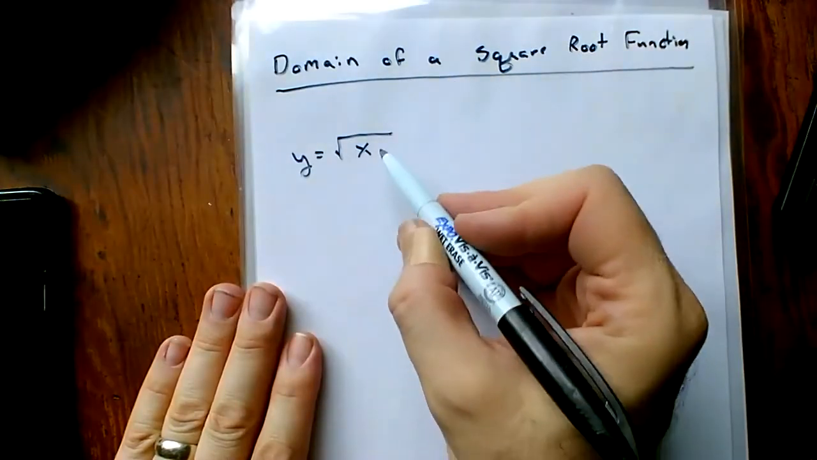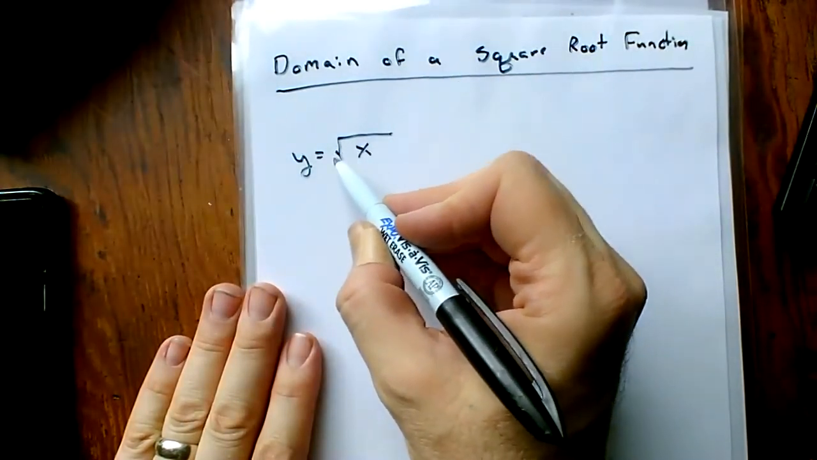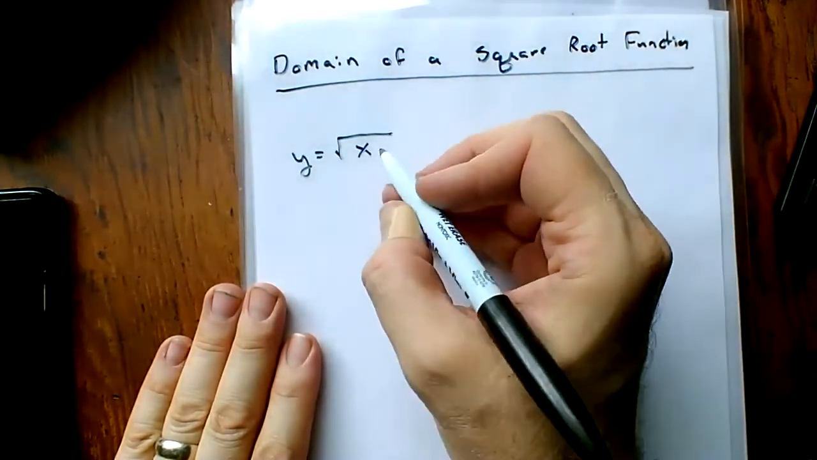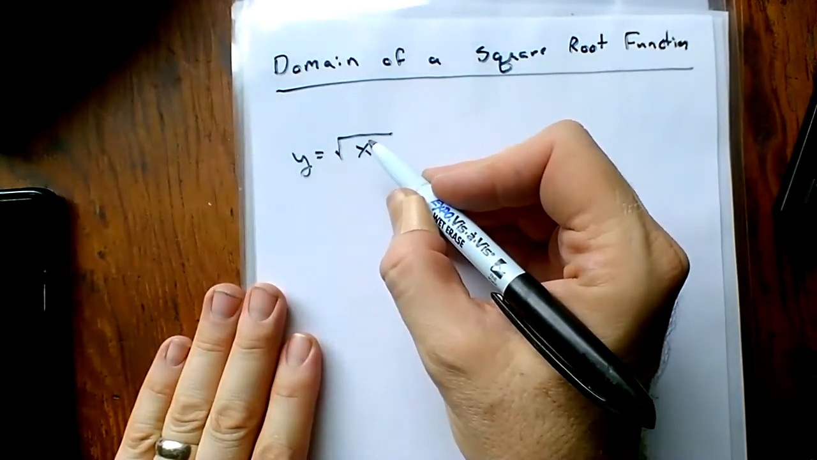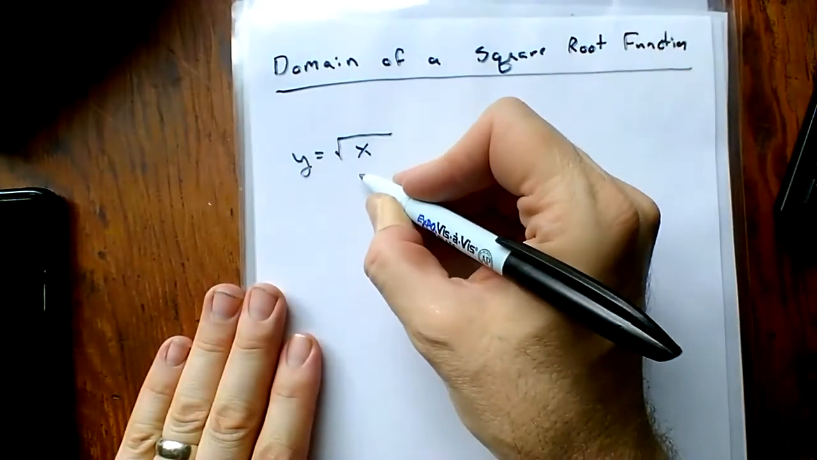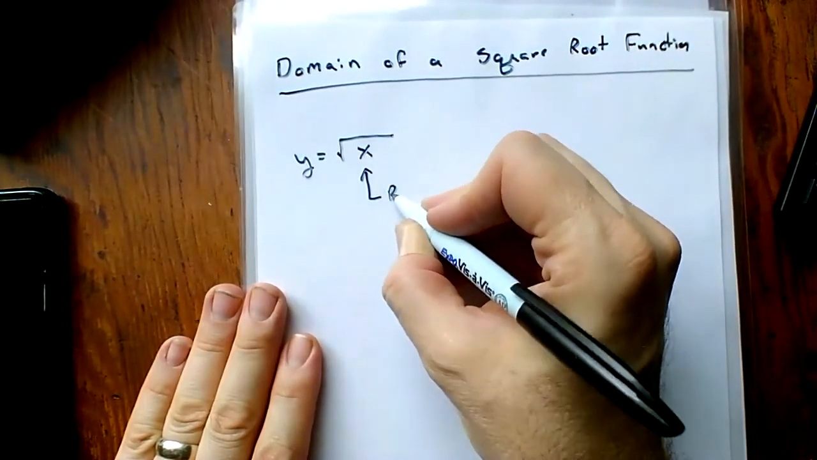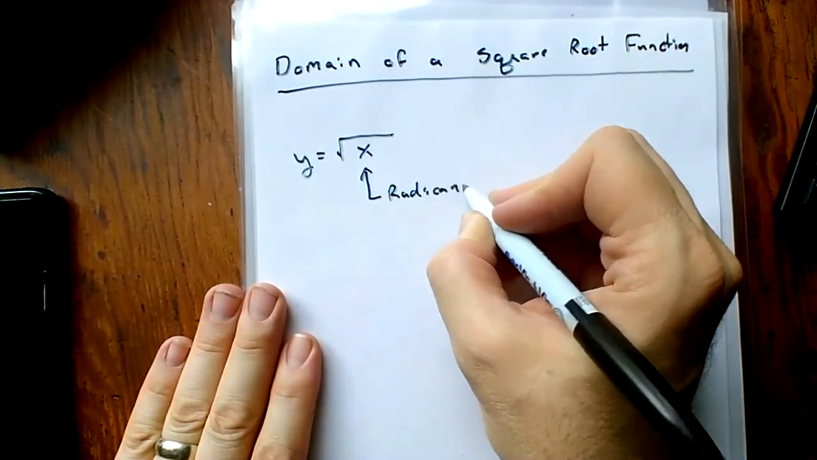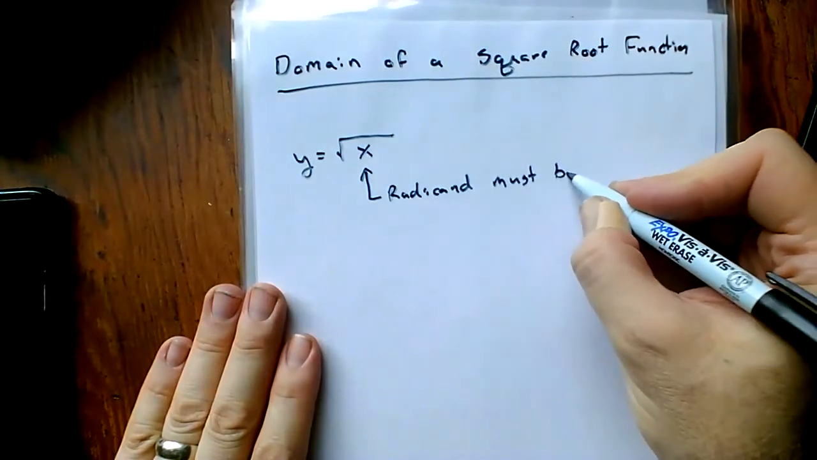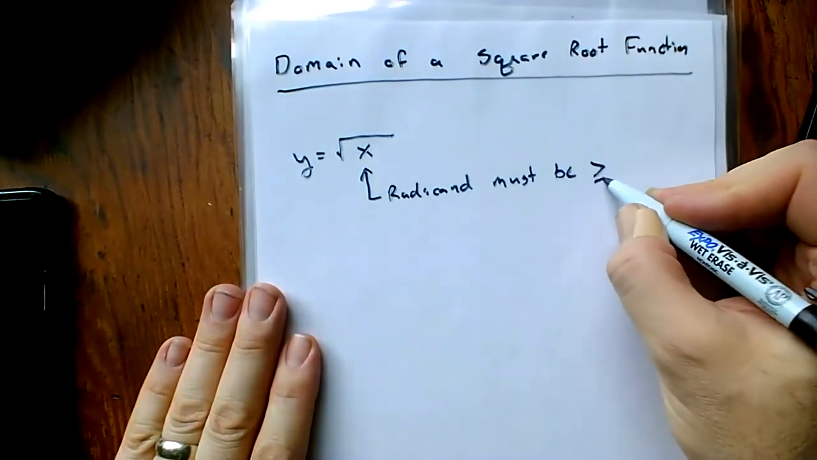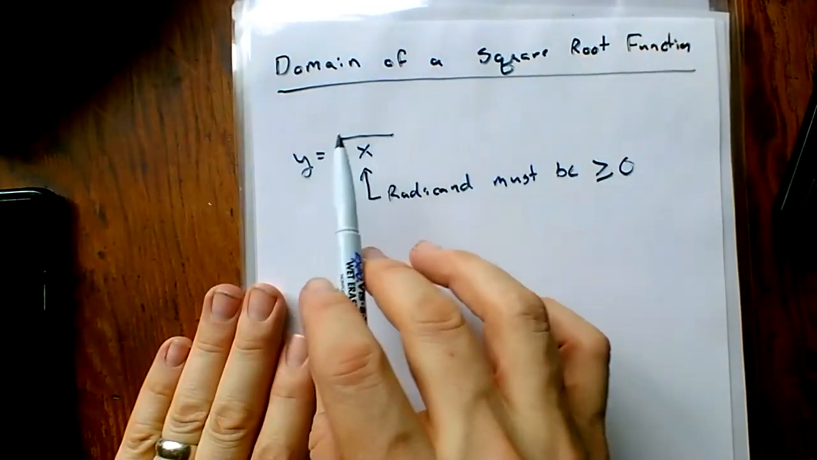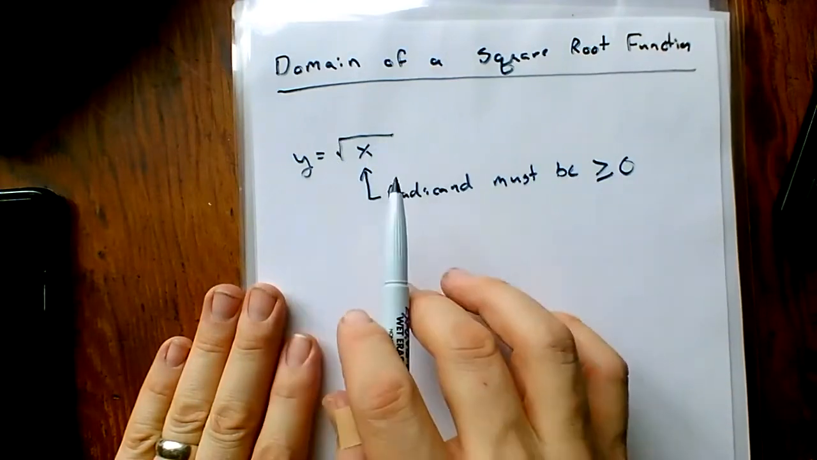Now, if I think about what values I could put under this radical, under that square root sign, I know that I can only put anything that's non-negative. So the thing here is, this expression under the radical, this is our radicand. The radicand must be greater than or equal to 0. If it's less than 0, I can't evaluate a square root and have it be a real value.